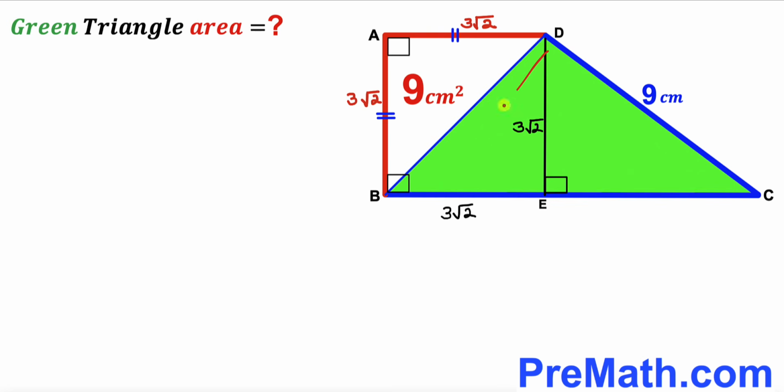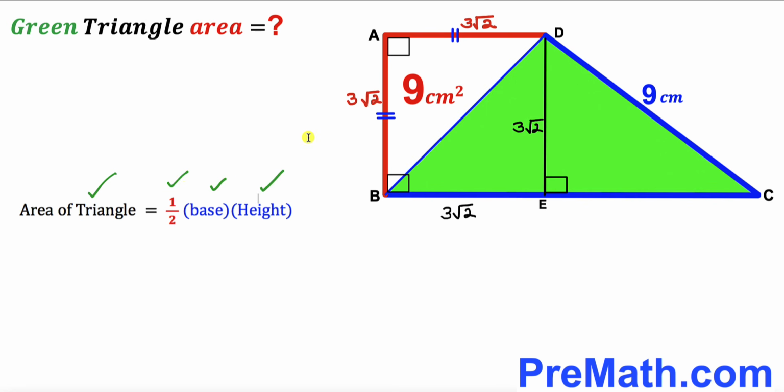And now since we are interested in calculating the area of this green shaded triangle BCD, let's recall once again the area of a triangle formula. Area is always equal to a half times base times the height of the triangle. And here in our case, this perpendicular is the height of this triangle, which is 3 times square root of 2. Whereas the base of this green shaded triangle is this whole BC length.